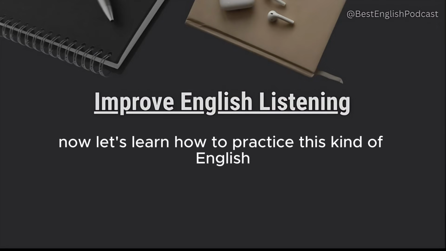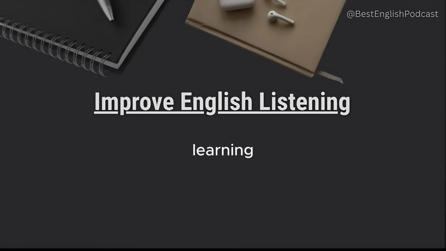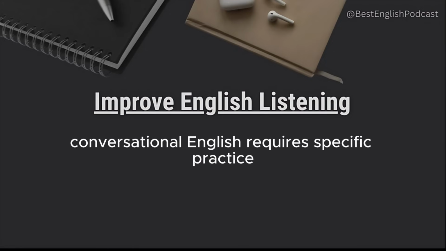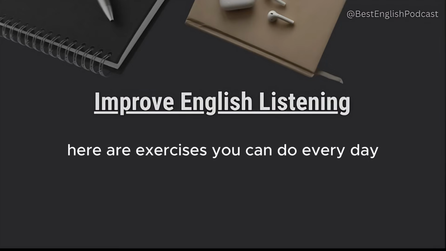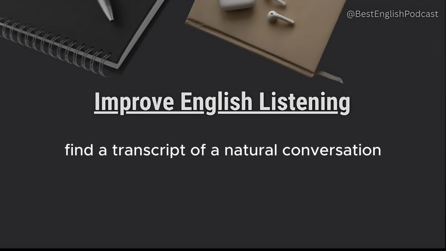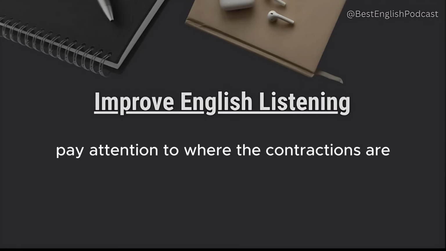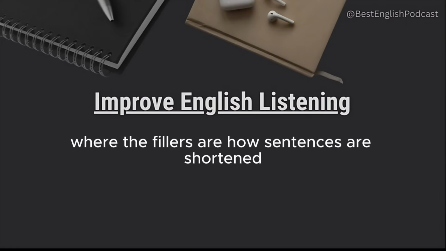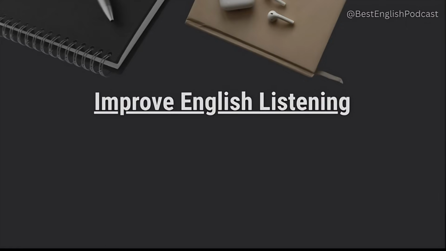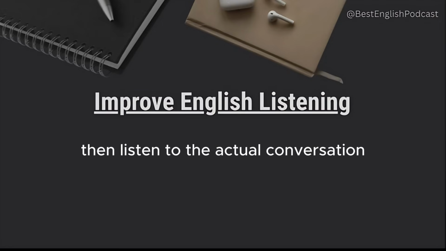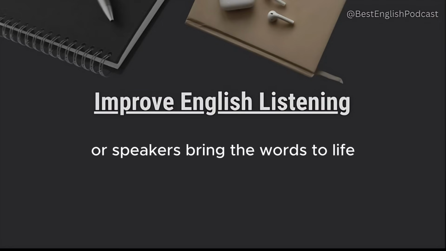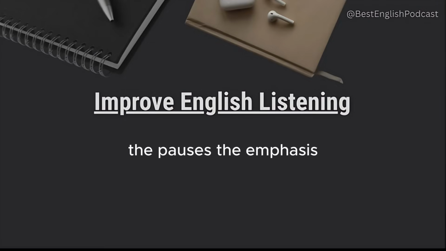Now, let's learn how to practice this kind of English. Learning conversational English requires specific practice. Here are exercises you can do every day. Find a transcript of a natural conversation: TV shows, movies, podcasts with conversations. Read the transcript aloud. Pay attention to where the contractions are, where the fillers are, how sentences are shortened. Then, listen to the actual conversation. Notice how the actors or speakers bring the words to life: the pauses, the emphasis, the rhythm.